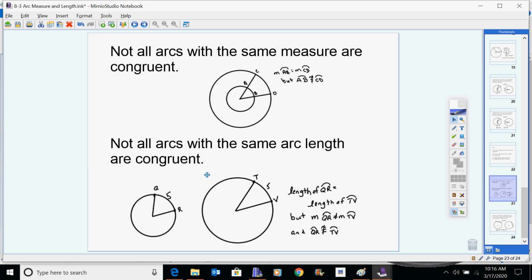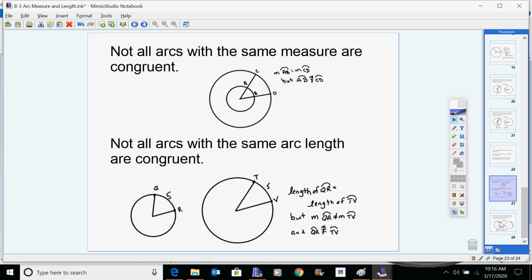Not all arcs with the same arc length are congruent. If I measured from here to here and from here to here, we might find with a tape measure that they have the same measurement. But because this is a part of a bigger circle, the number of degrees that turn would actually be less here than over here. So even though the lengths are the same, the arcs can't be congruent because the number of degrees are not the same.